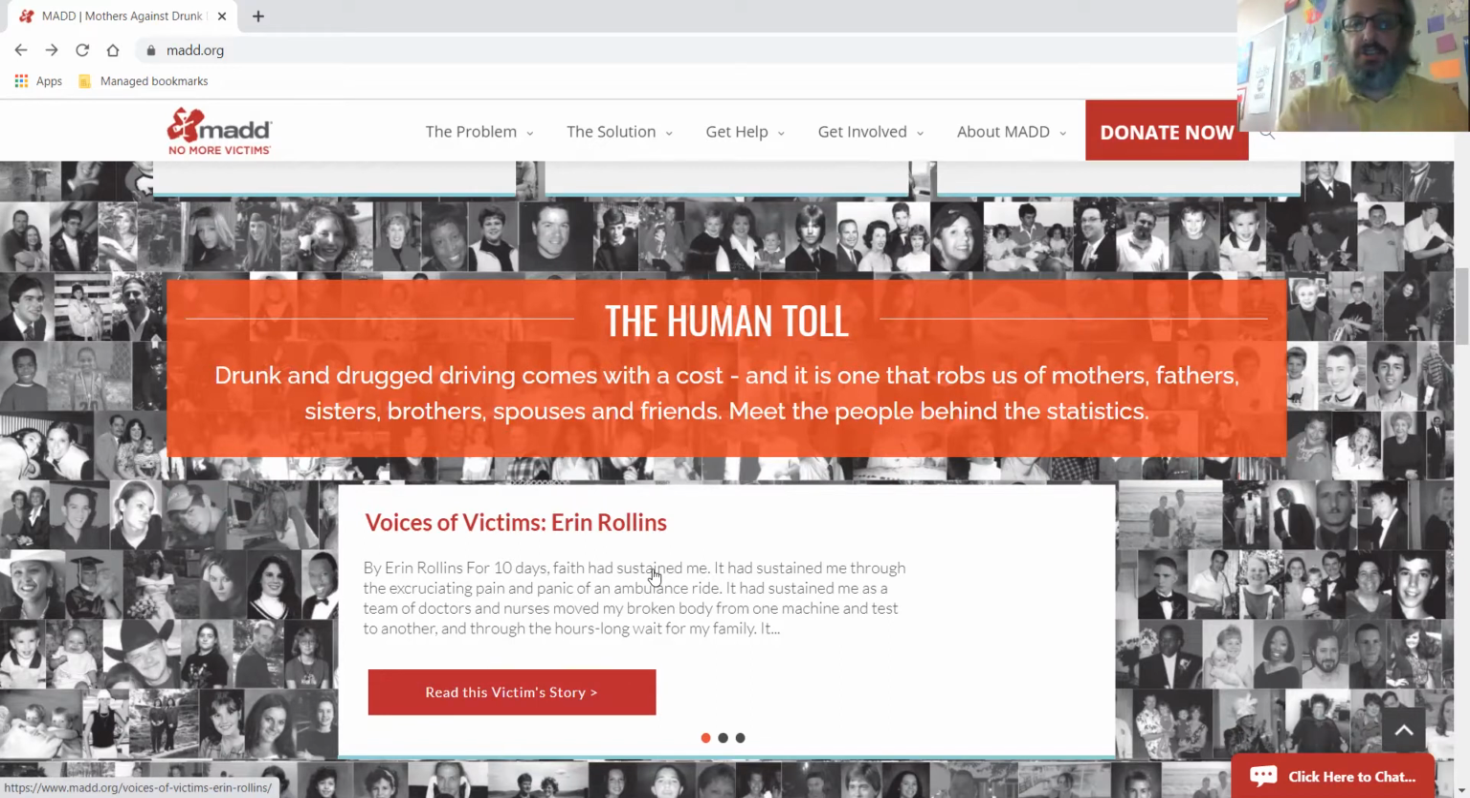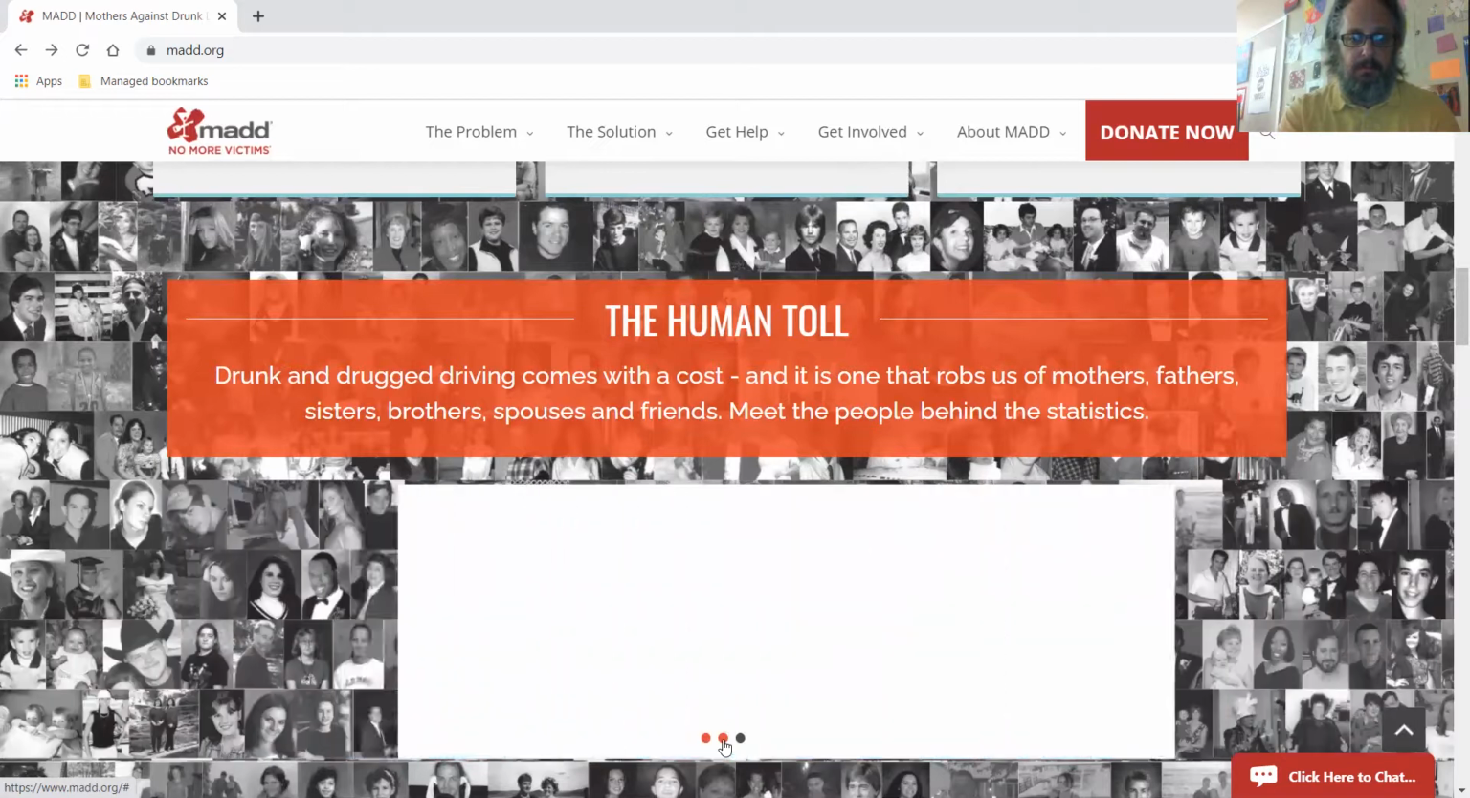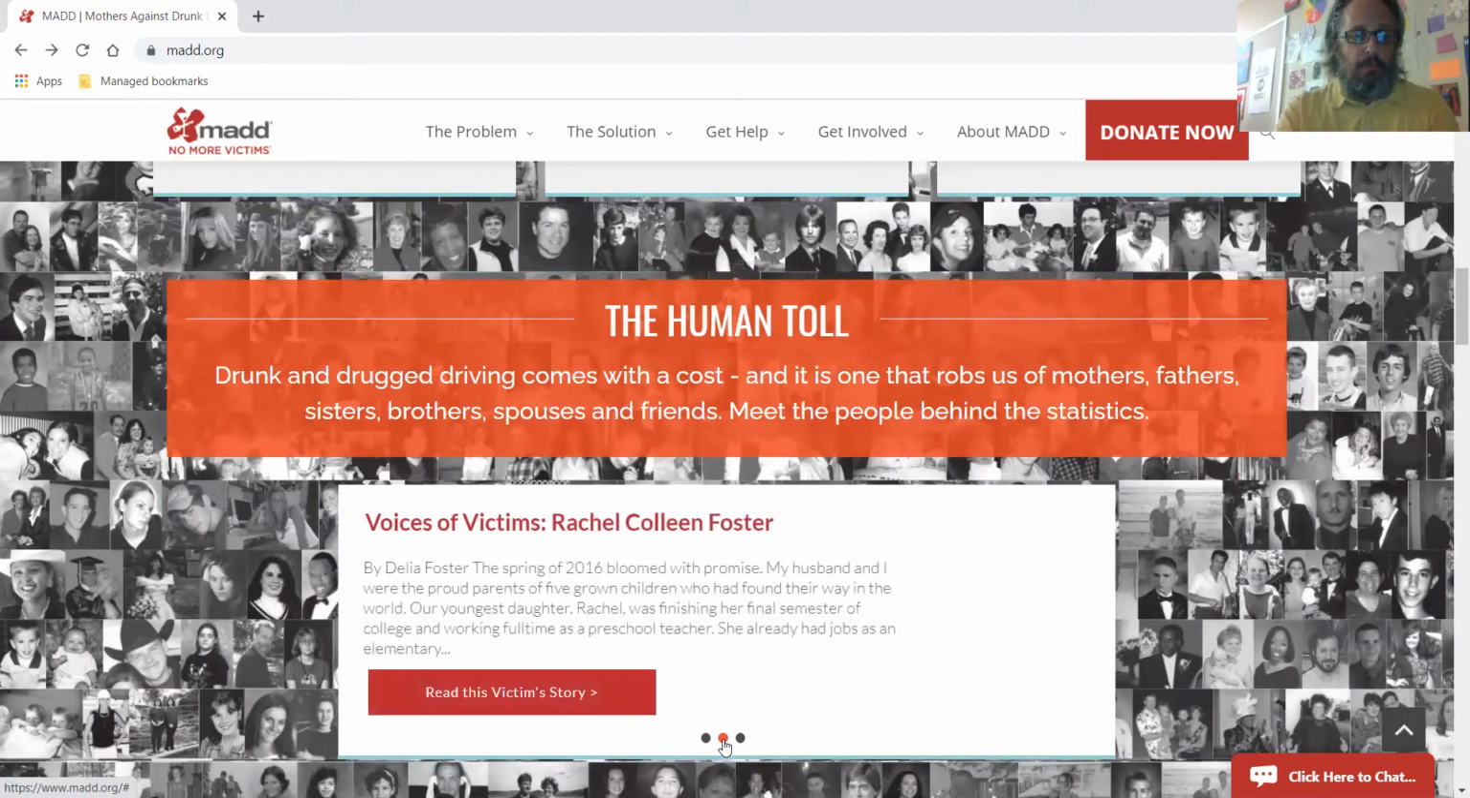So let's not just see a picture. Let's not just get a number. Let's get a name. Her name is Erin Rollins, and she suffered from this. Do you think she's the only one? There's Rachel Colleen Foster. She's another victim. So there's powerful pathos being created by giving a name to a victim. You can see all of these choices, how they use these appeals here.